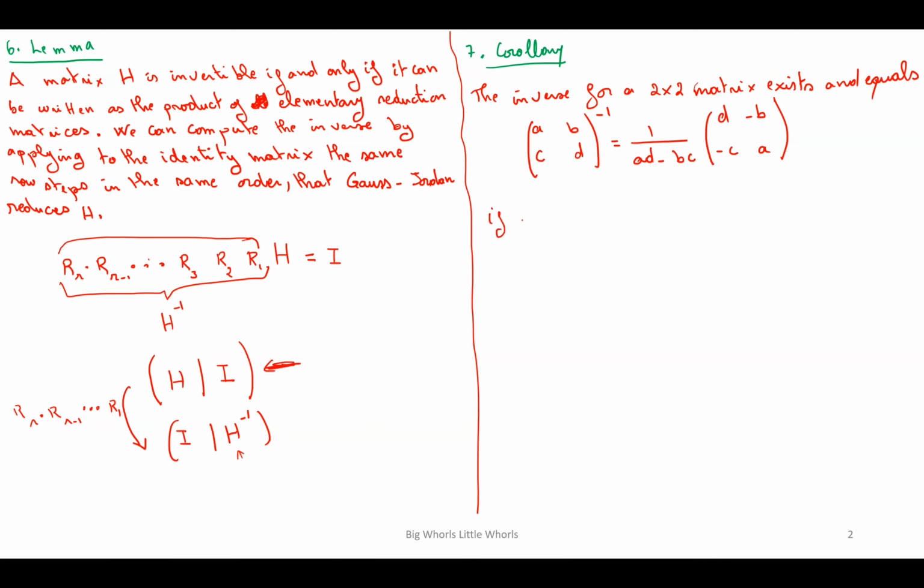There is a condition: the denominator must be different from 0, and that should let you think of something, which is going to be discussed in the next chapter. Let me write it first. If and only if AD minus BC is different from 0. Okay, what is this thing often called? The determinant.